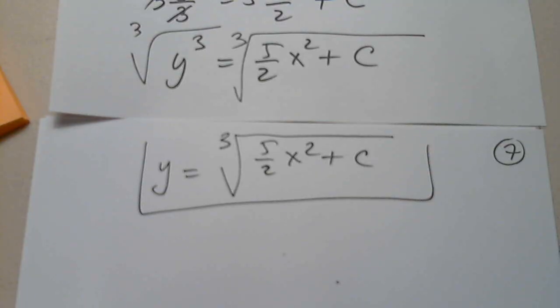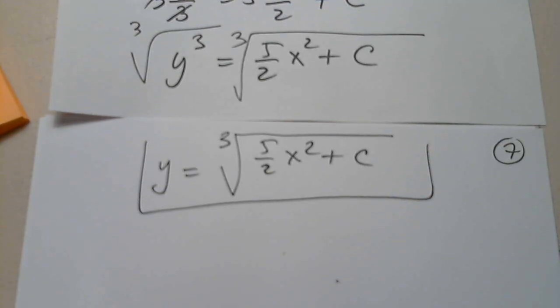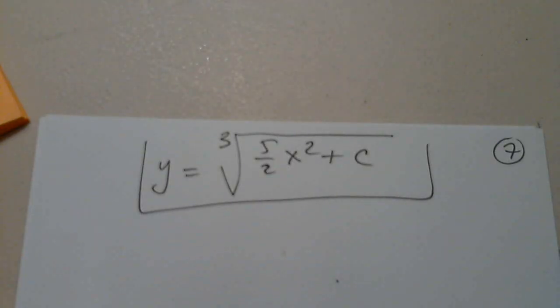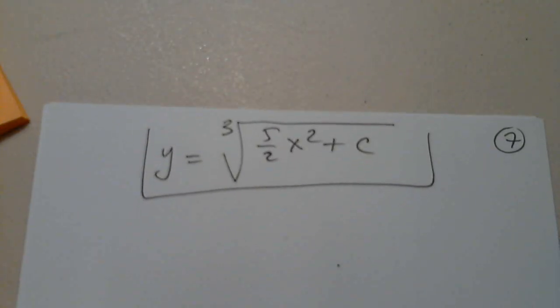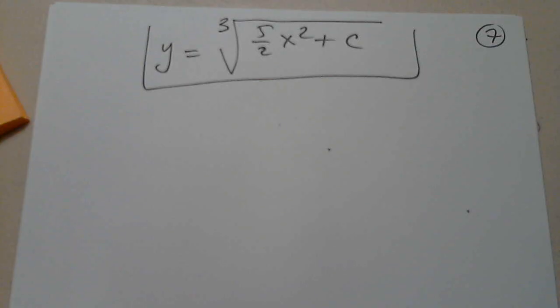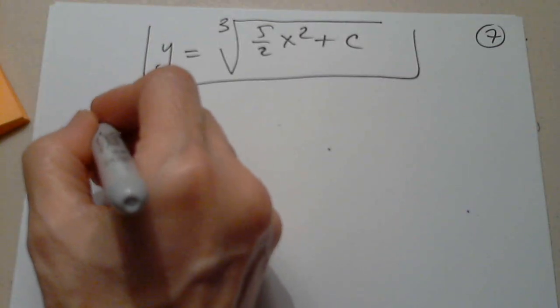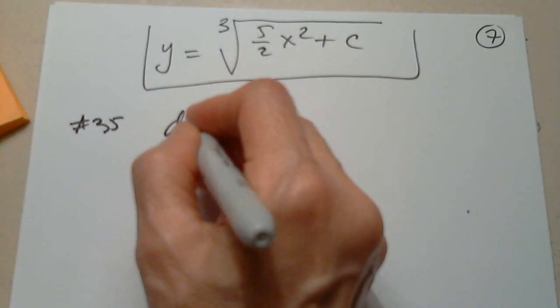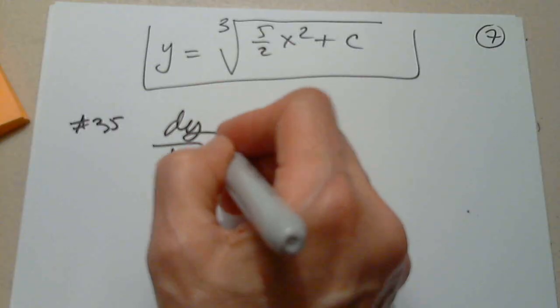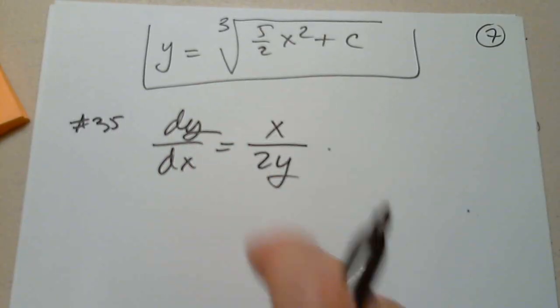Okay. Ready to choose, or I will choose 37. It's up to you. Or even 35. So we have dy over dx equals x over 2y.